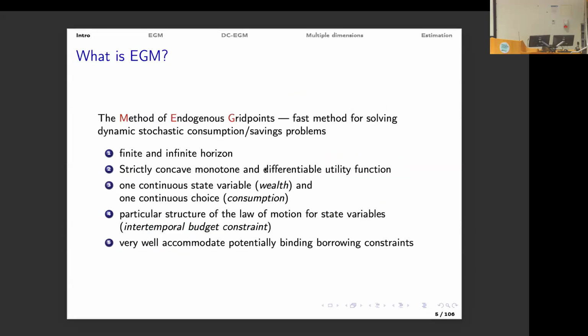So what is EGM? The method of endogenous grid points. This is a fast and very accurate method for solving a particular class of dynamic programming problems. It can do finite and infinite horizon, that's no problem, but it has to have a strictly concave, monotone, and differentiable utility function to be really good. One continuous state variable, one continuous choice variable, and a particular structure on the laws of motion of these variables. Constraints are kind of hard, but some particular constraints turned out to be really easy. So the borrowing constraint is really easy to deal with.